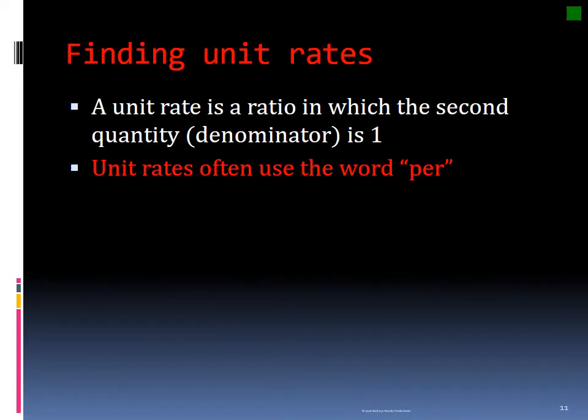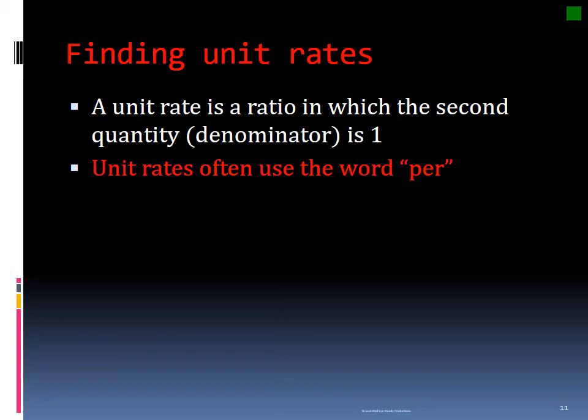Let's talk about unit rates now. You should have defined unit rate in your vocabulary section, and so you should know that a unit rate is a special type of ratio where the second quantity or the denominator of a fraction is 1, which is where we get the term unit rate, because unit is singular.